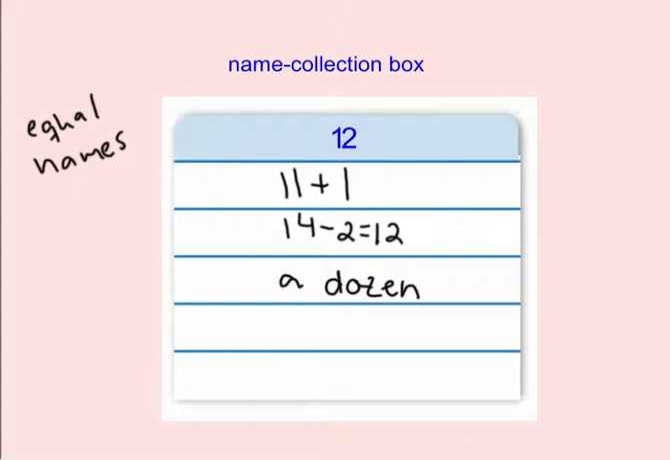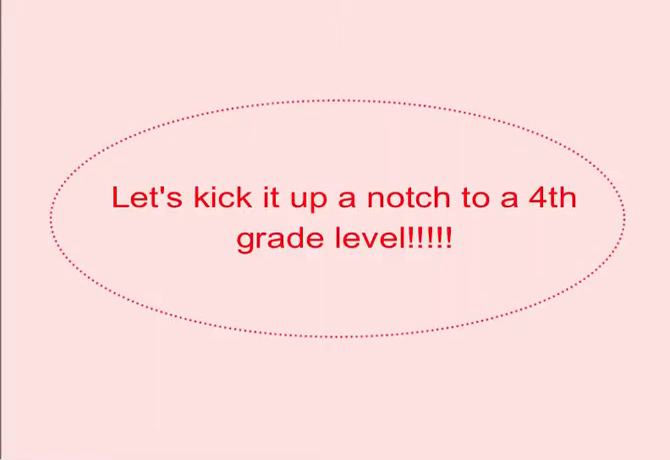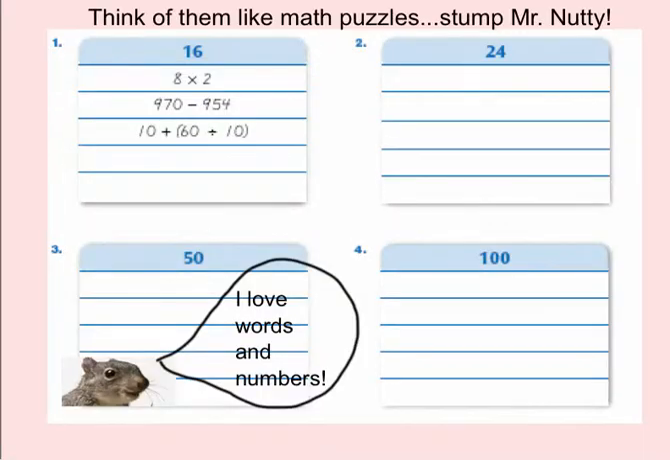But there's something else. We got to kick it up a notch to 4th grade level. I want you to think of these as kind of like math puzzles, like you're trying to stump Mrs. McPhail, but more specifically Mr. Nutty. And Mr. Nutty loves fancy words and numbers. I want you to see what combination of numbers or words you can use to come up with these name collection boxes. I have an example of more of a 4th grade level on the side over here, and you can see they're a little bit more complicated.